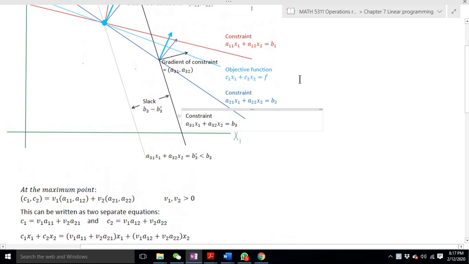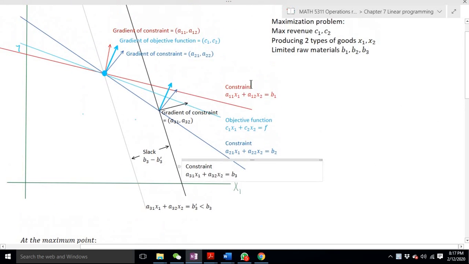Let's go up a little bit. Okay, here's the maximum point here. Two constraints hold with equality, the b1 and the b2, and they have the corresponding gradients here and here. All right, now, how would we express these constraints in terms of linear algebra? Now, these are two equations, two unknowns.